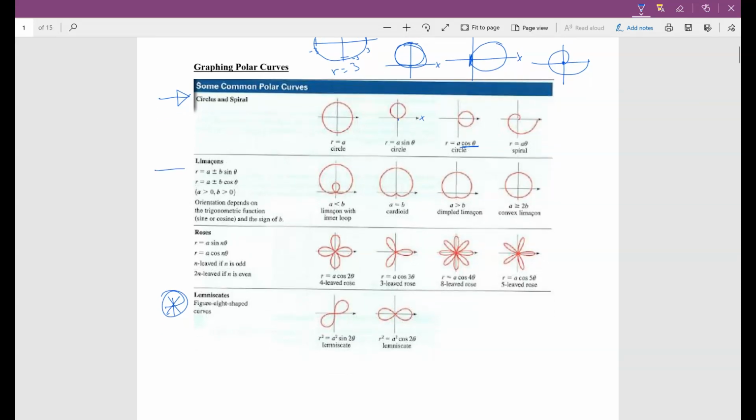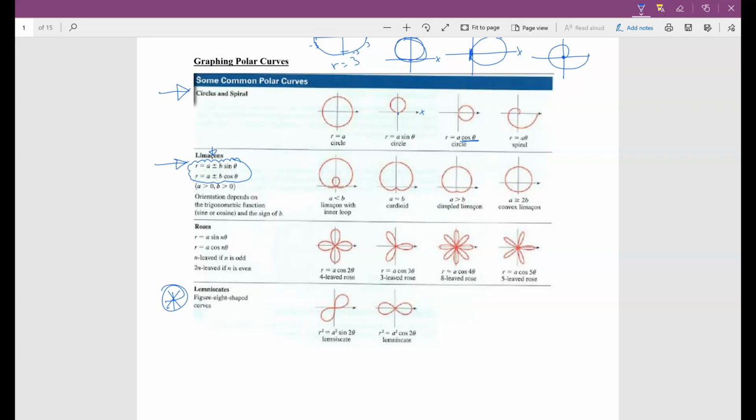The next case is a limaçon. Okay, and this is not a hard C, it's a soft C, it's French, so it's a limaçon. These are the forms in which the limaçon exists, and obviously the orientation will depend on the sign of b. So if b is much greater than a, you're going to have a limaçon with a little loop in the center. And I'll show you what that looks like.